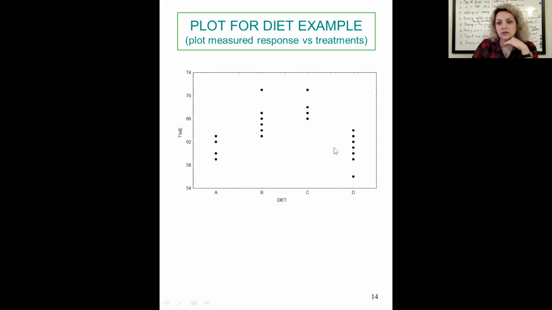And we can show it on the figure, like we would have it like this. It's the plot measuring responses versus treatment. Here is the response as time, we said, and this is the diet. So you can look at it and see that for diet A, B, C, D, the response that they have is different.